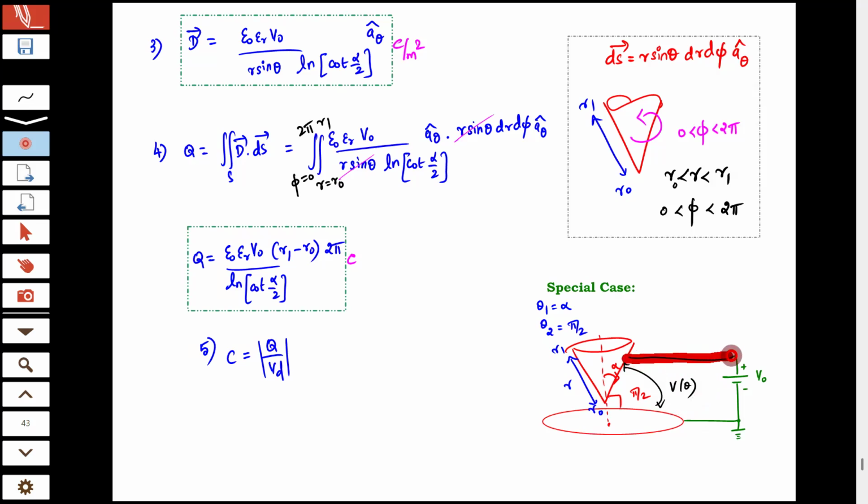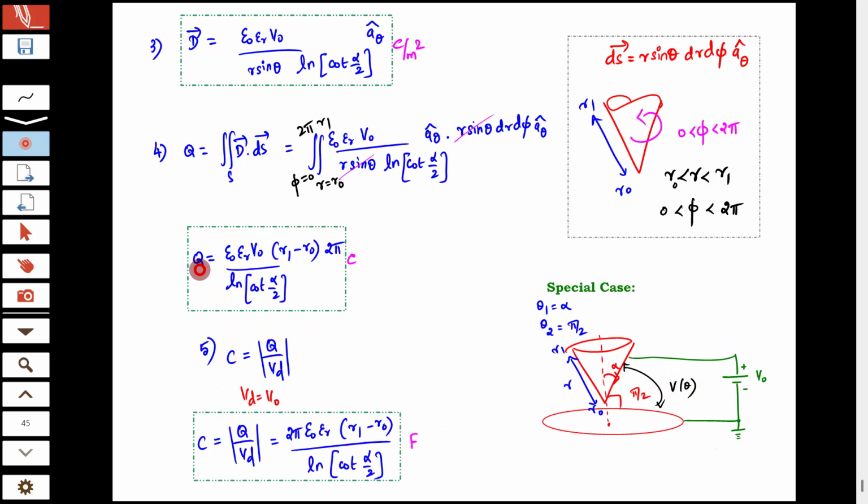Now one plate is at positive V naught, another is at 0 potential. So the difference in potential between the two has to be found to find the capacitance. Charge is given by this expression. Difference in potential is V naught minus 0, which is going to be V naught. So Q by V naught will cancel this V naught. Thereby, we will get the capacitance expression for this case of two coaxial conducting cones as 2 pi epsilon naught epsilon r (R1 minus R0) divided by natural logarithm of cot alpha by 2, where the unit of capacitance is farads.